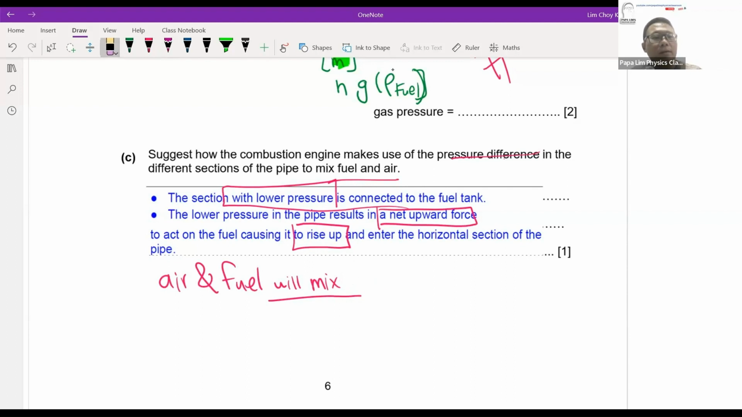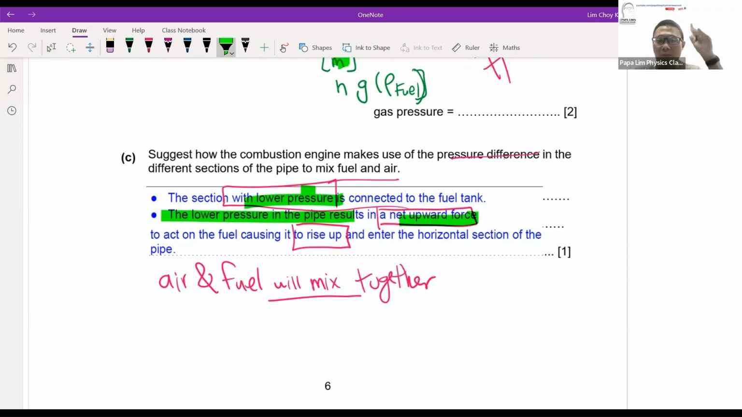So that's how the combustion engine works, in a simplified version. What we are looking at here is that we make use of the difference in pressure, and the difference in pressure gives rise to an upward force to push the fuel upwards, causing it to rise up and thus mixing air and fuel together. So this is how we use the information given in the question to help us answer the questions that are required.